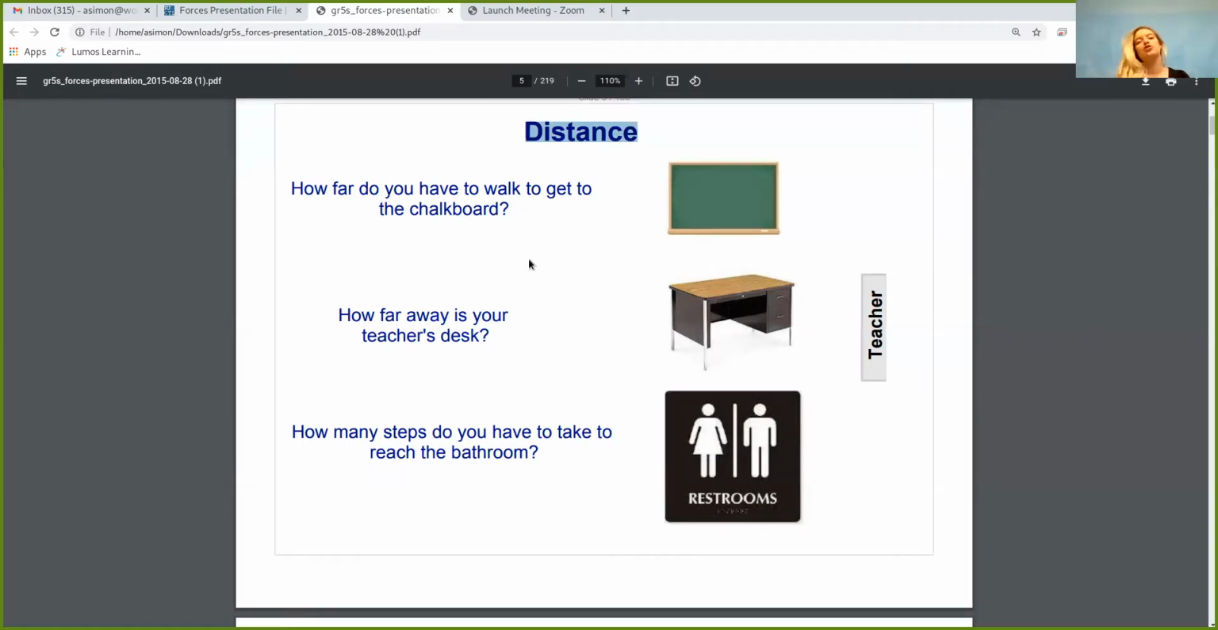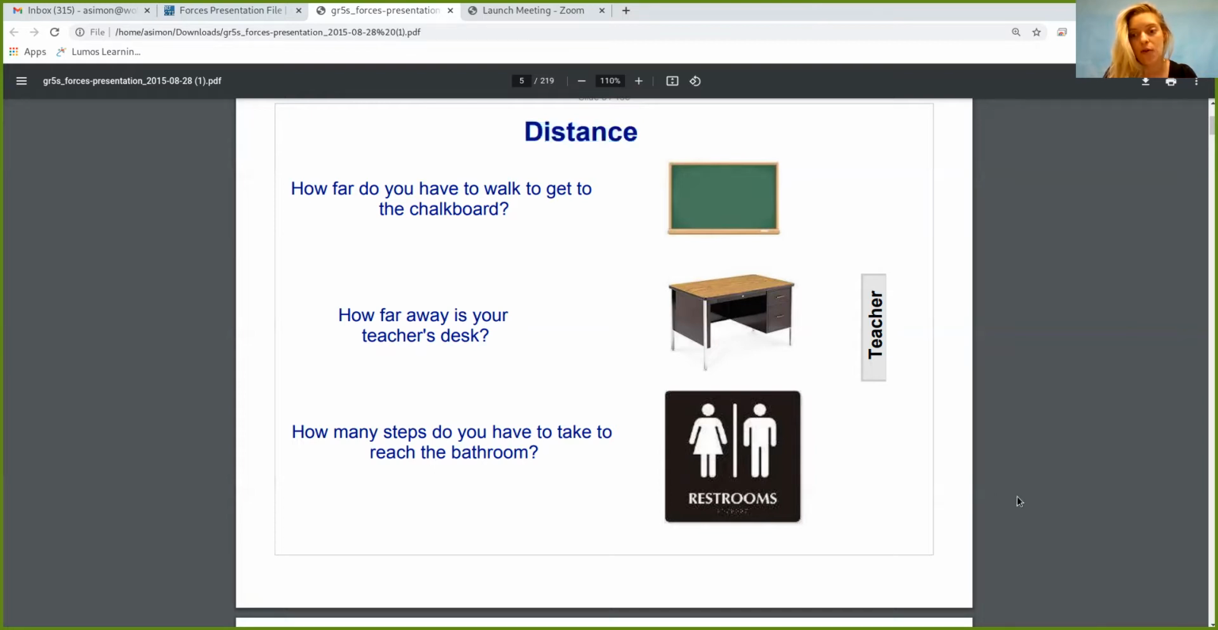If you are trying to measure how far you're going to need to walk to get to the chalkboard or the whiteboard in the front of the classroom, that would be a measurement of distance, okay? How far away is your teacher's desk from your desk? So how far away is my desk from your desk in the classroom? Again, you would be measuring distance. How many steps do you have to take to reach the bathroom? Another way that you're going to measure distance. How far away something is, distant.